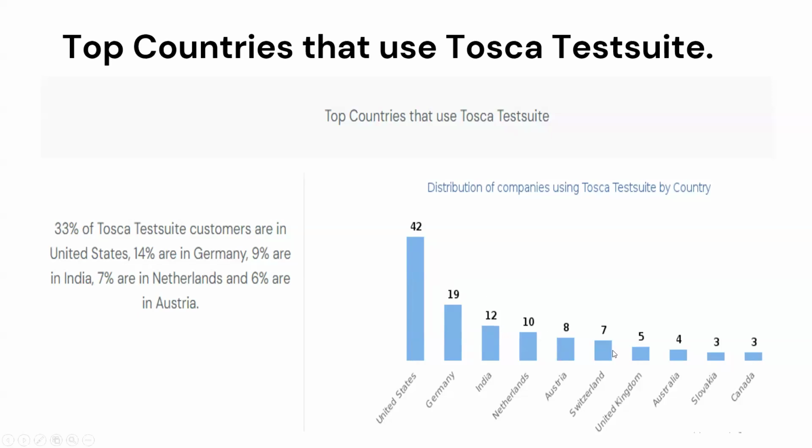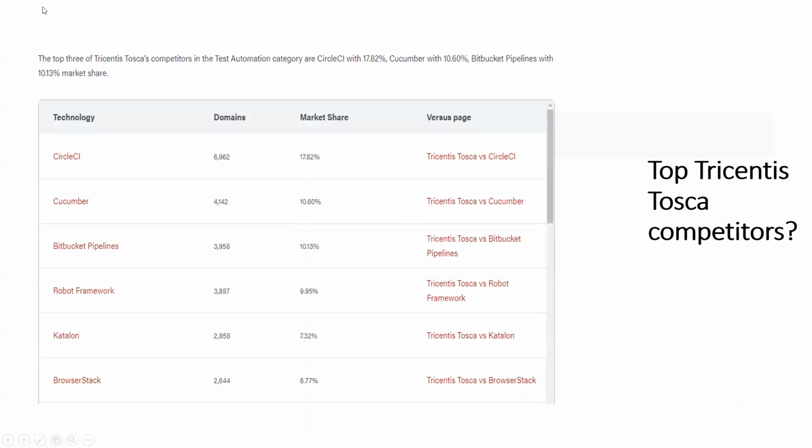Then Netherlands, Austria, Switzerland, United Kingdom, Australia, Slovakia, Canada. Anywhere in any of these countries, you can start your career with Tosca if you have good knowledge and good certifications. And these are the topmost competitors for Tosca: Circle CI, Cucumber, Bitbucket Pipelines, Robot Framework, Katalon, and BrowserStack. These are some of the major competitors for Tosca.